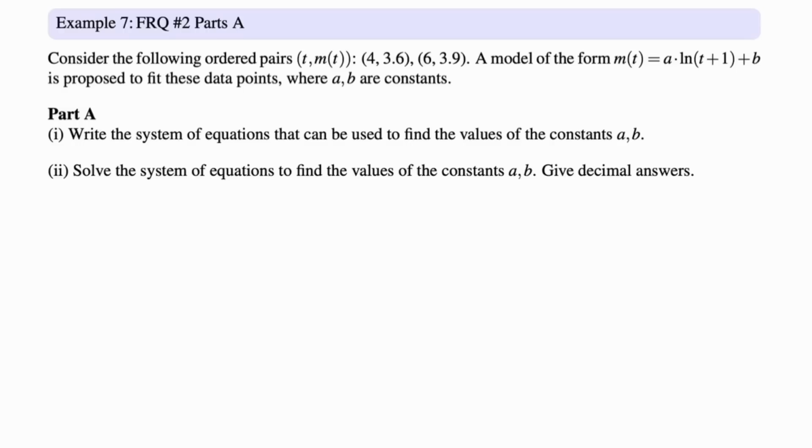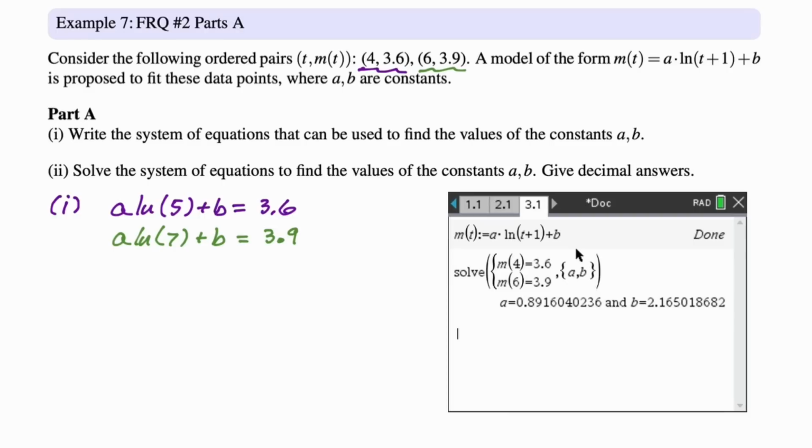Part A1 is always write a system of equations. So we're just going to take these ordered pairs, so (4, 3.6), and plug them in. So we get a times the natural log of 4 plus 1, which is 5, plus b is equal to 3.6. That's it. And then our second equation, we'll use the second point. a natural log of 6 plus 1 is 7, plus b is 3.9. That's it. No one should leave that blank. Everyone on Earth can get that point. Then if you know how to use a calculator, you can definitely get the next point too.